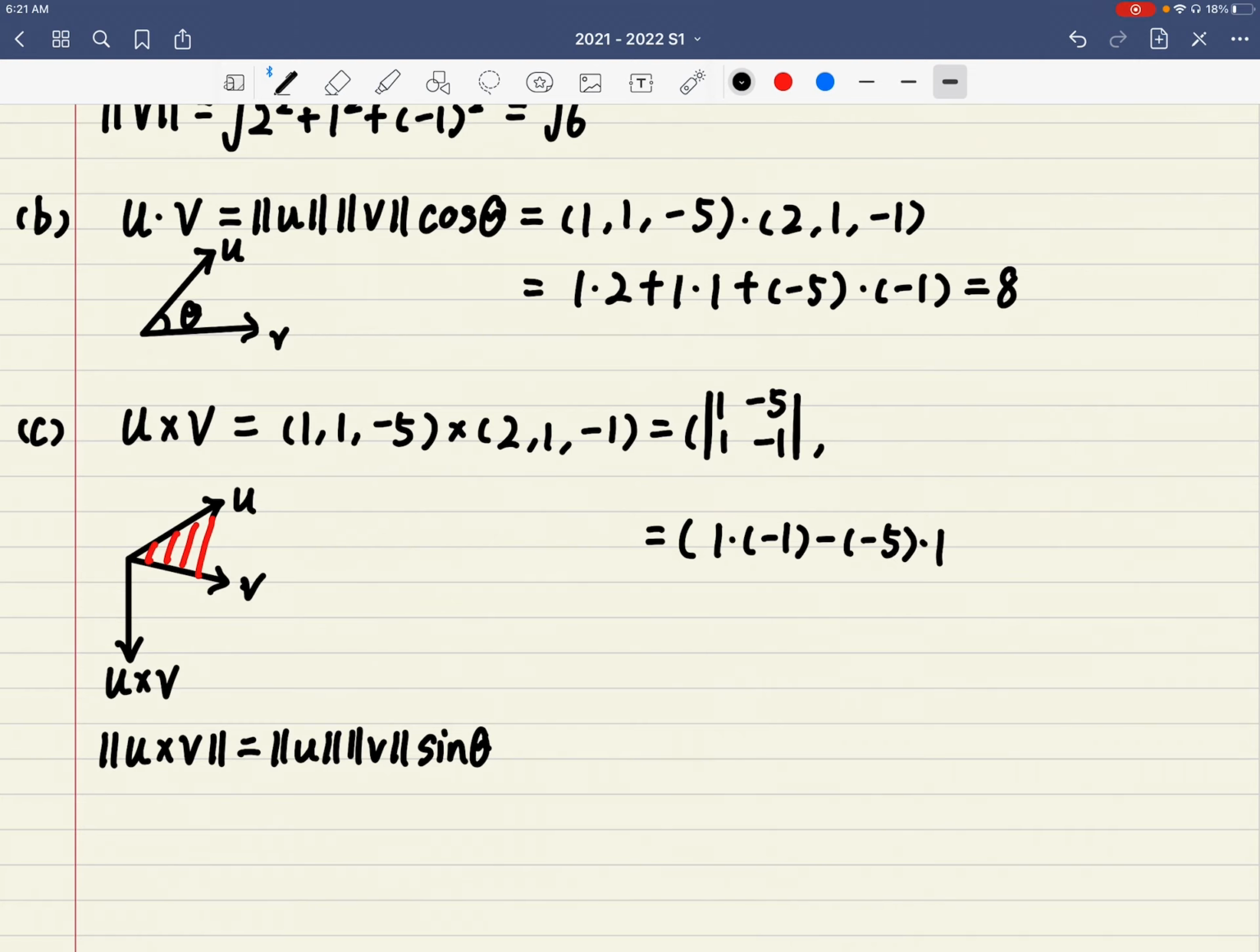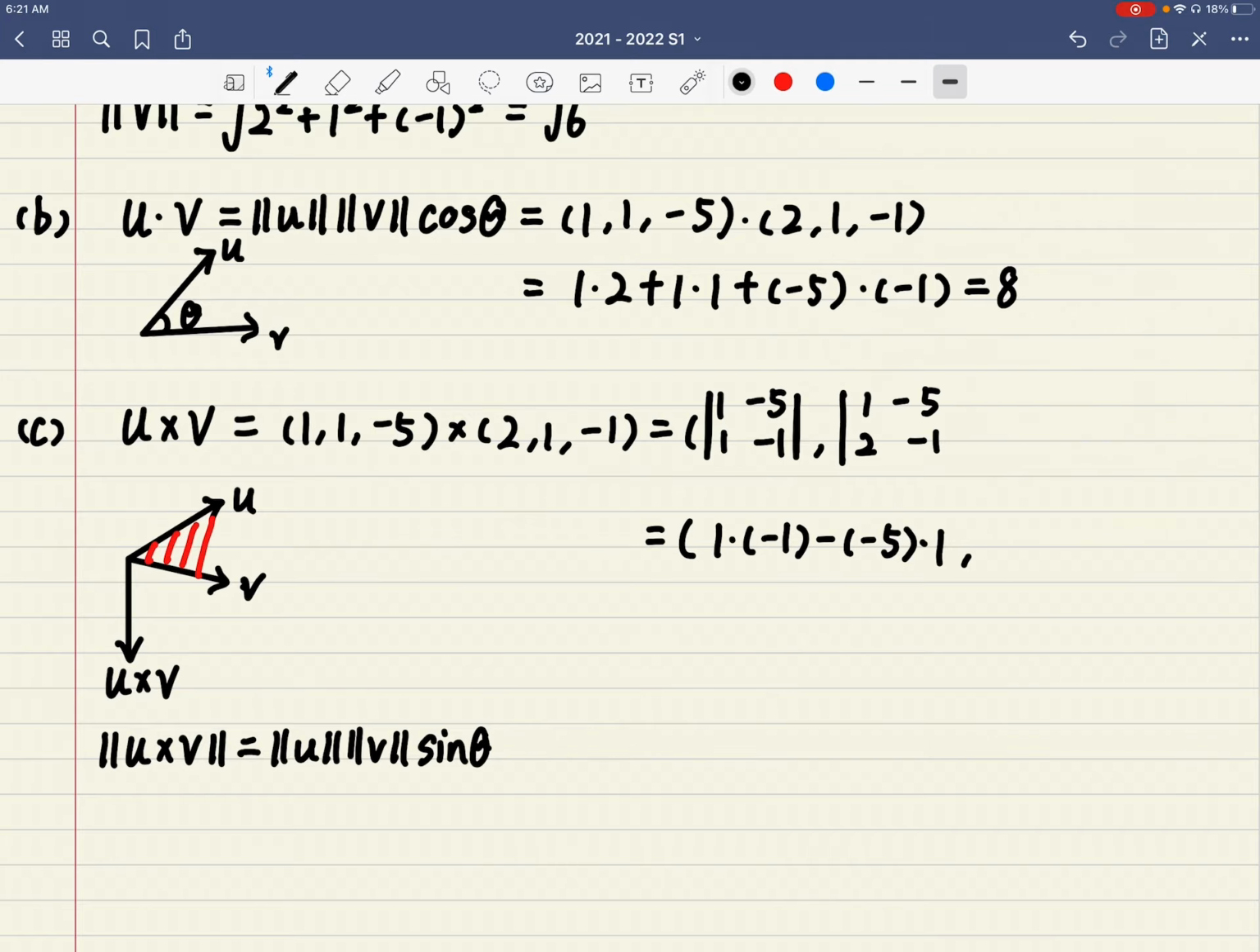Okay, so this will be the first component. The second component, very similarly, you just temporarily remove the second components of u and v, and what's left? All right, what's left is 1, -5, 2, -1. So you can get the determinant of it.